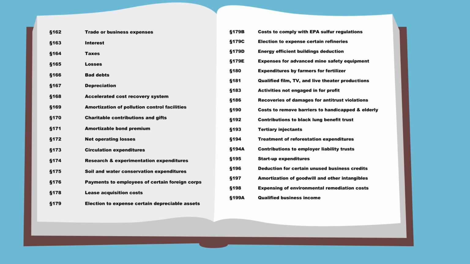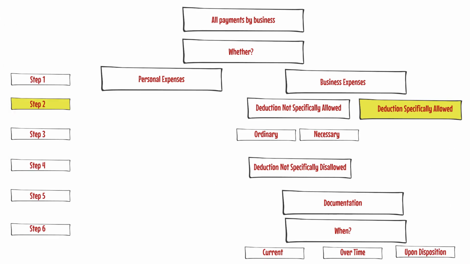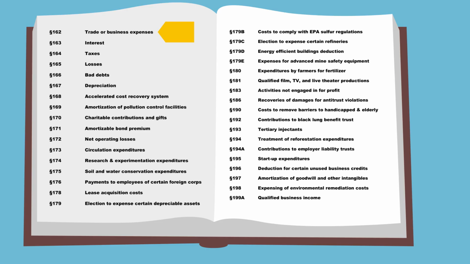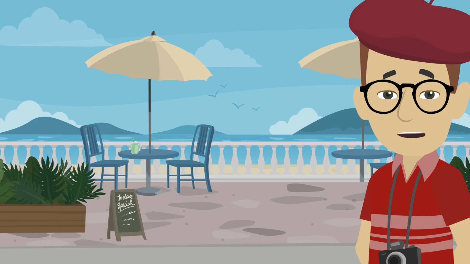You may want to scan the table of contents of the tax code to become familiar with the many specific deductions that are available, as well as where to find the rules governing each of them. Step 3. Step 3 takes us back to the more general provision that we set aside, Section 162. Section 162 is the catch all provision for deducting business expenses.